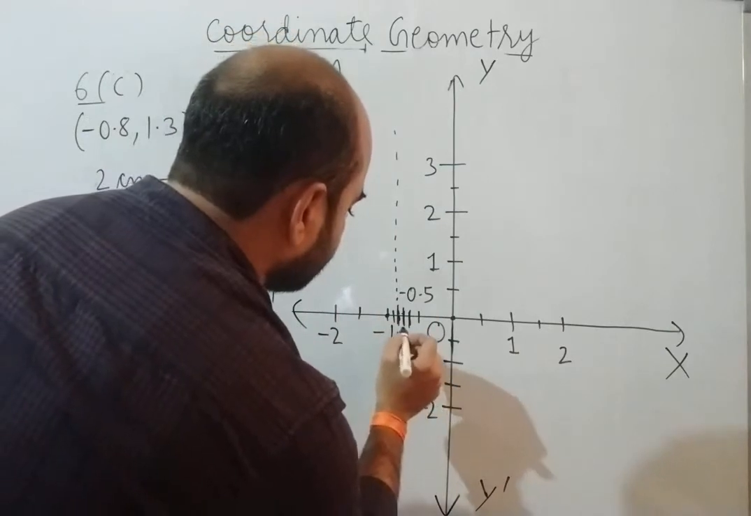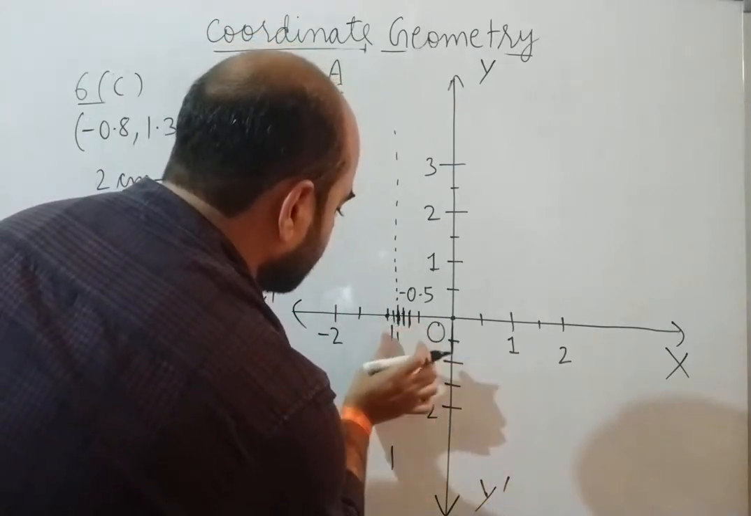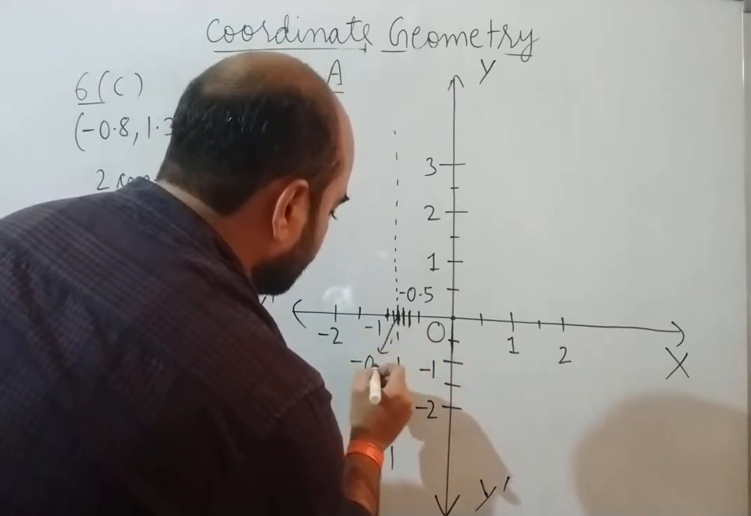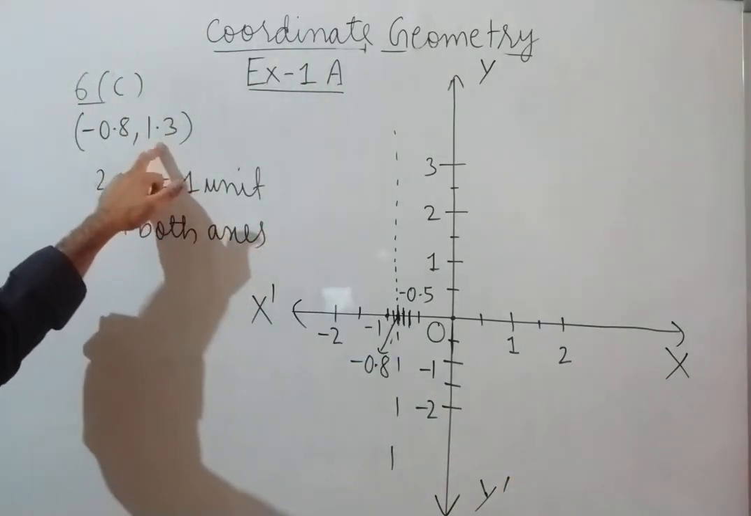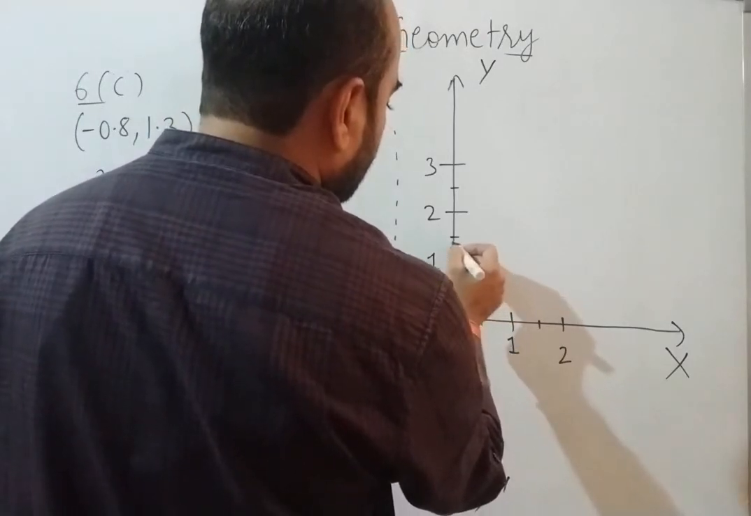This is minus 0.8. Next is 1.3. It means y is 1.3. 1.3 means this is 1, 2, 3.